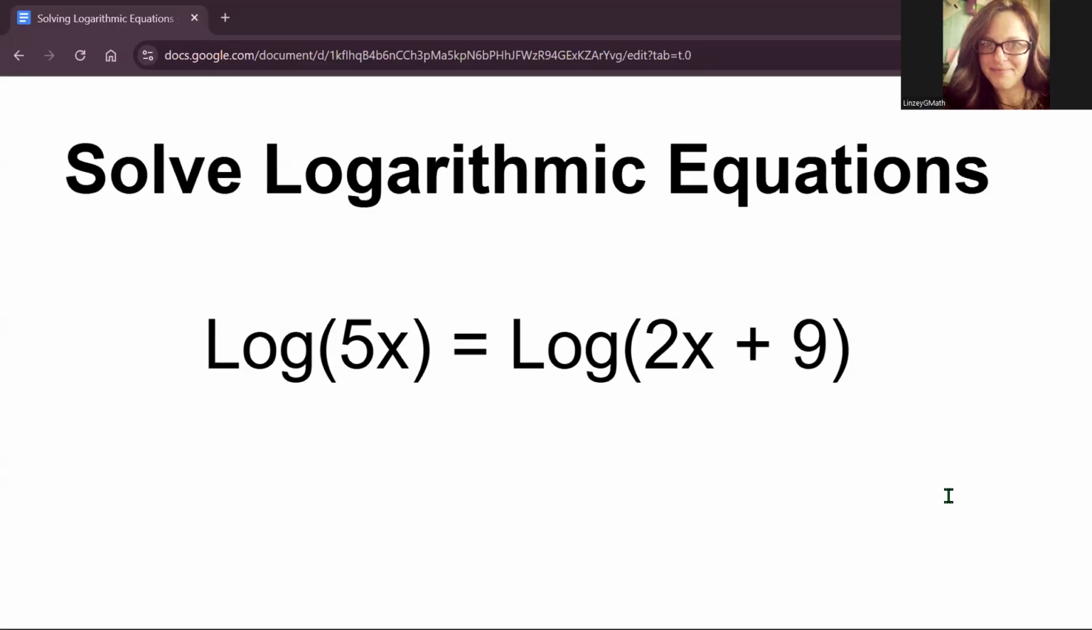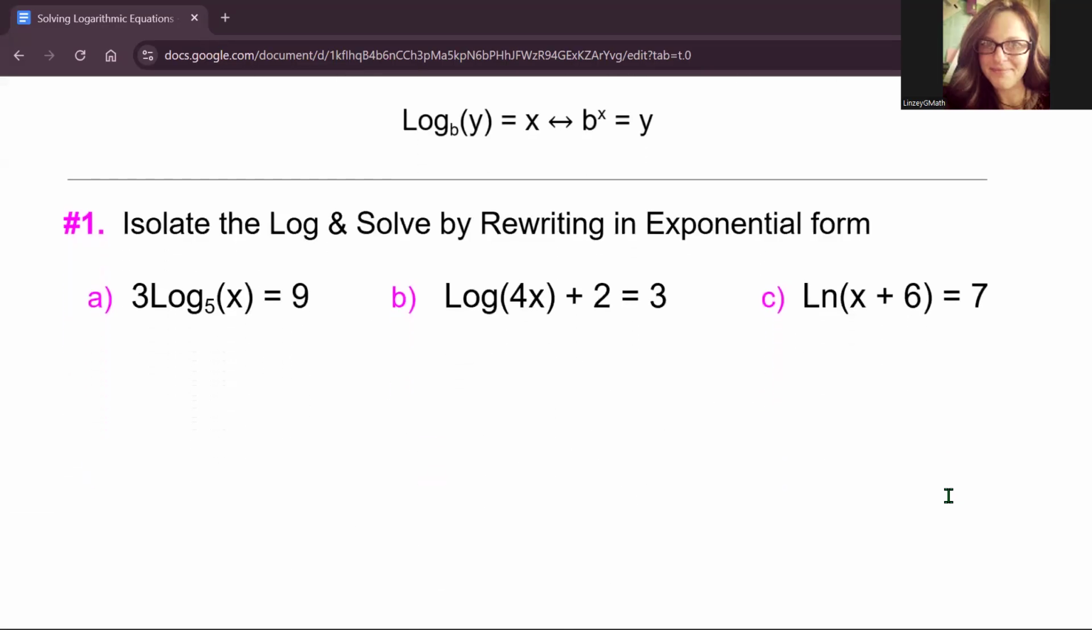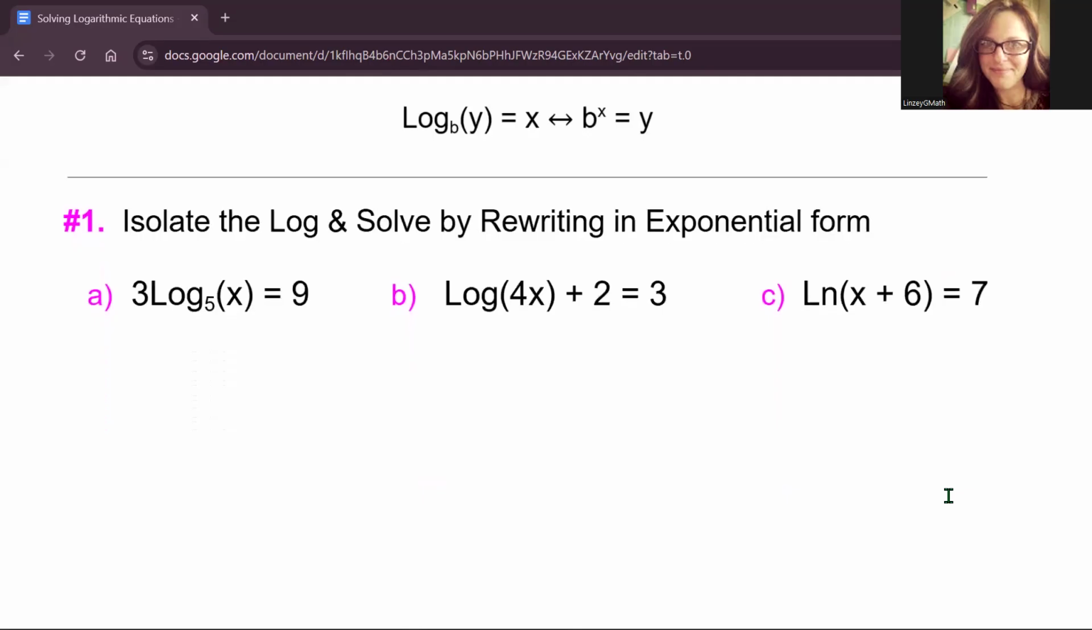Welcome to our session on solving logarithmic equations. We're going to do 5 problems. First one, I'm going to use this equivalency. Log base b of y is equal to x is equivalent to the exponential form, b to the power of x is equal to y.